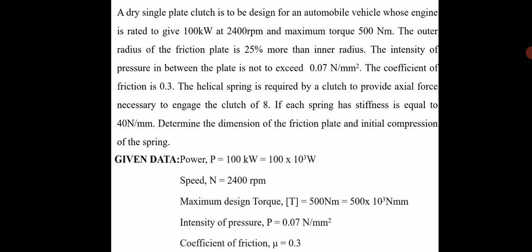Problem number 1. Design a dry single plate clutch for an automobile vehicle whose engine is rated to give 100 kW at 2400 rpm and a maximum torque of 500 Newton meter. The outer radius of the friction plate is 25% more than the inner radius. The intensity of pressure between the plates is not to exceed 0.07 Newton per mm square. The coefficient of friction is 0.3.